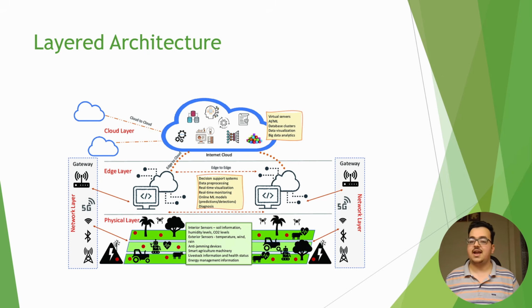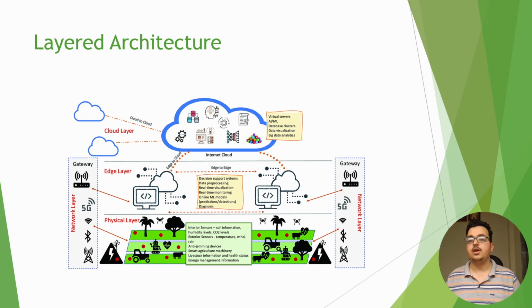Above that are the network layers. These layers are responsible for transmitting the collected data. They use wireless technologies like Wi-Fi, LoRa, or cellular networks. It ensures that the data moves securely from the field to the processing environment. Next comes the middleware layer. This is where data is aggregated, processed, and stored. This layer also integrates weather APIs and manages authentication and security mechanisms.